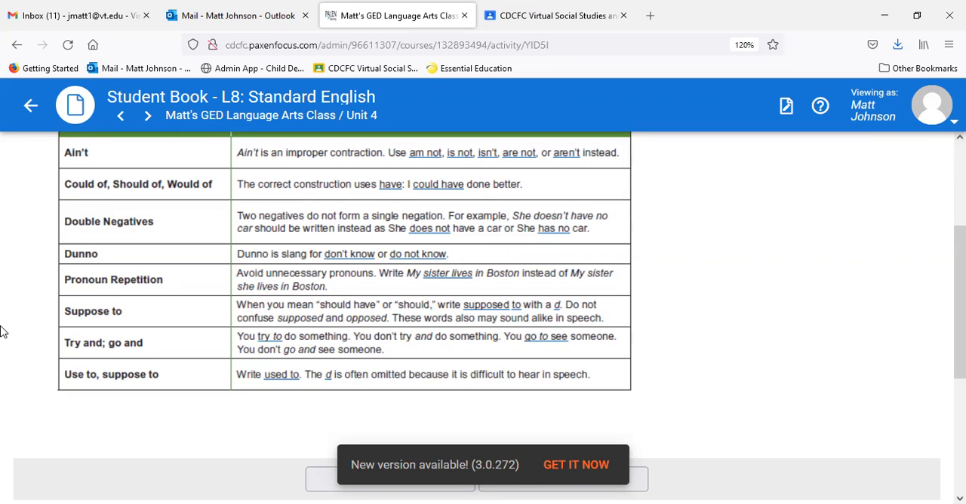And it's kind of sloppy too. There's just too much going on there. It gets to be too wordy. So, "she does not have a car," or "she has no car." You eliminate one of those negatives there. Dunno.